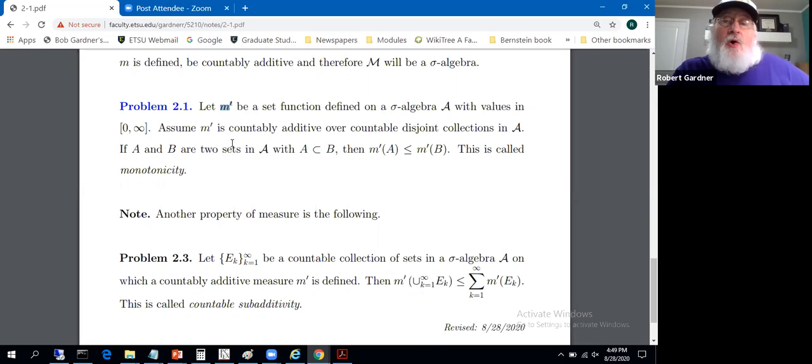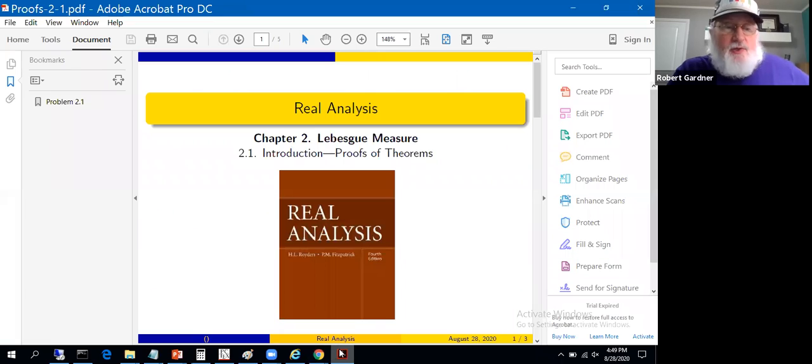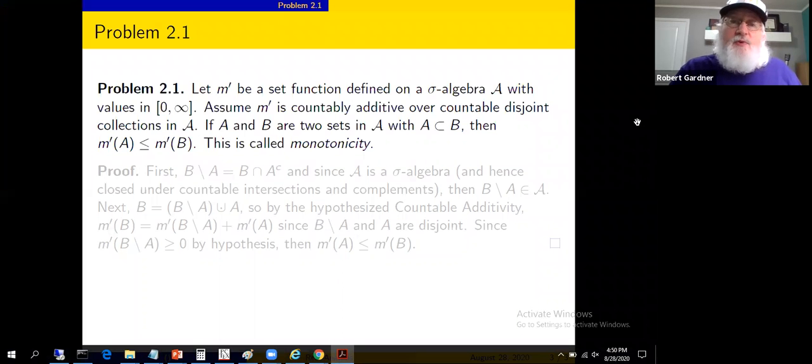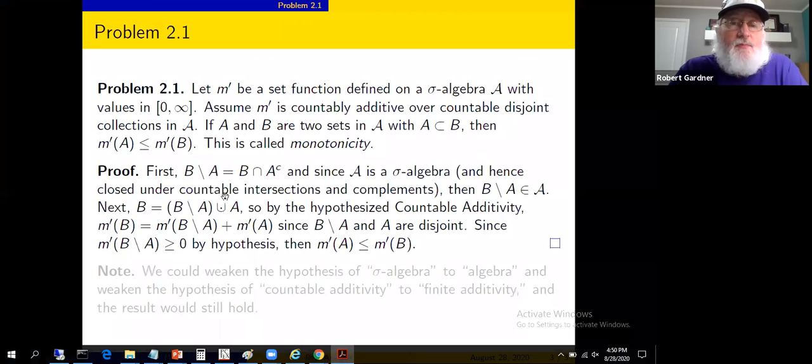Let's prove that. We know so little. We know M prime is defined on a sigma algebra of sets, and we know that it's countably additive over collections of sets which are in that sigma algebra. So guess what we're going to use? Let's go through a proof of it. We're going to use this very small amount of stuff that we know. Just one little proof from this section. Actually, it's a homework problem. Hypotheses: M prime is defined on a sigma algebra, and it's countably additive. We've got two sets, A and B, which are in that sigma algebra. A is a subset of B.